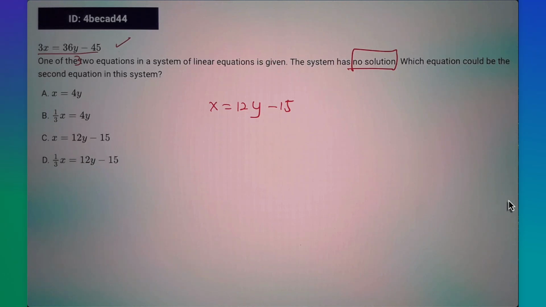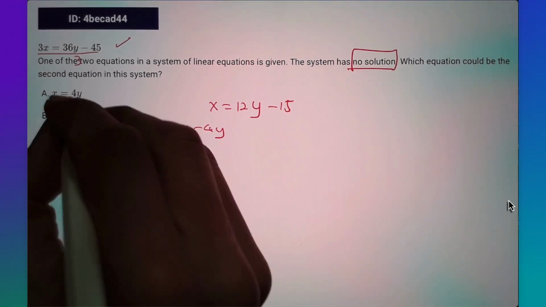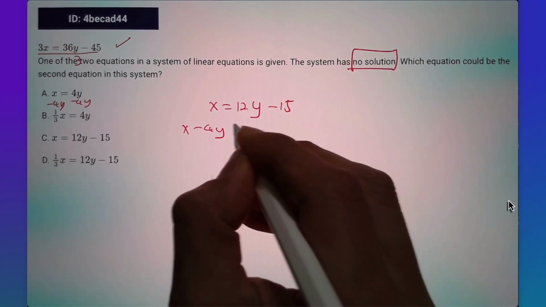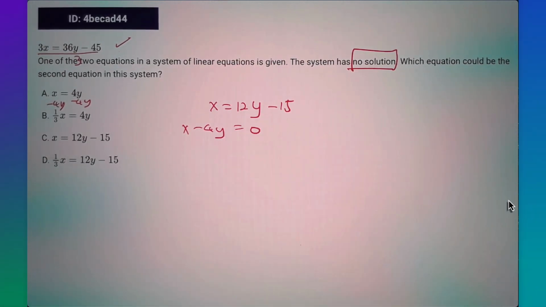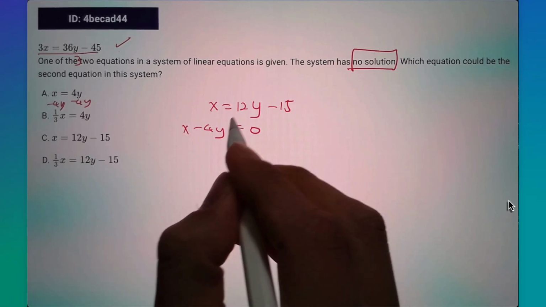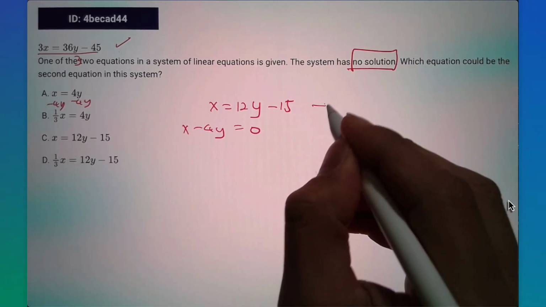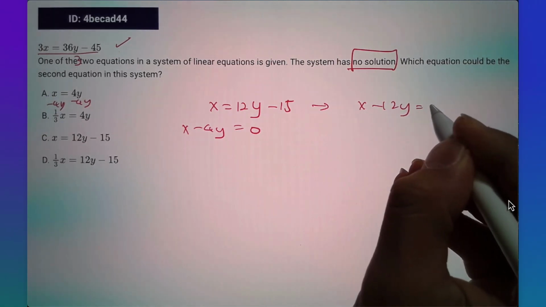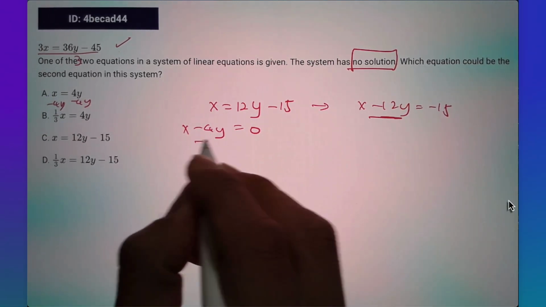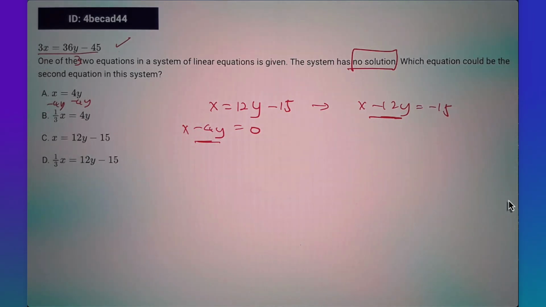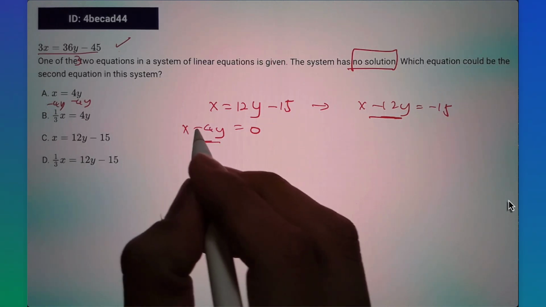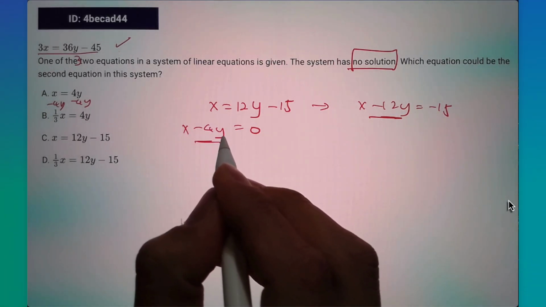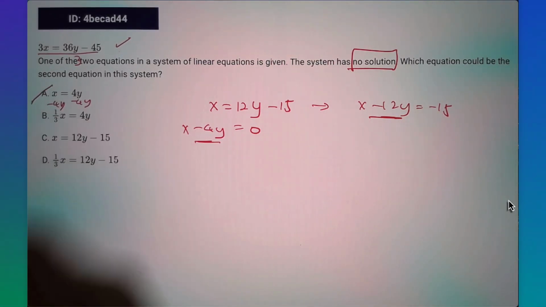So if you rewrite the first equation, it will be x minus 12y equals negative 15. Choice A has x minus 4y equals 0. The x are the same, but the y coefficients are not going to be the same. 12y and 4y, not good. They need to be the same. If we had minus 12y, that would work. So choice A is out.